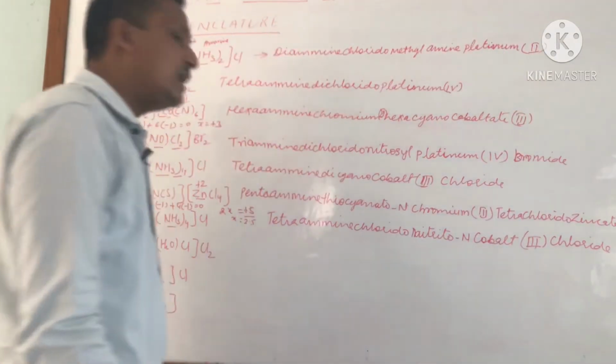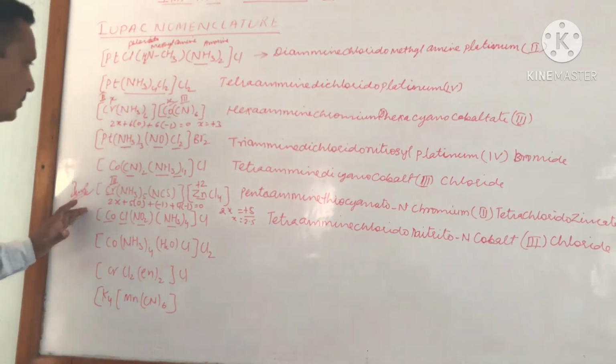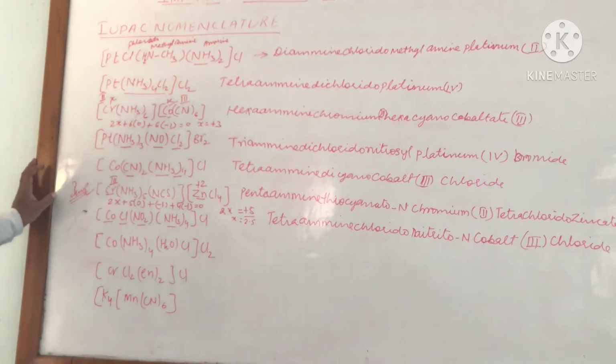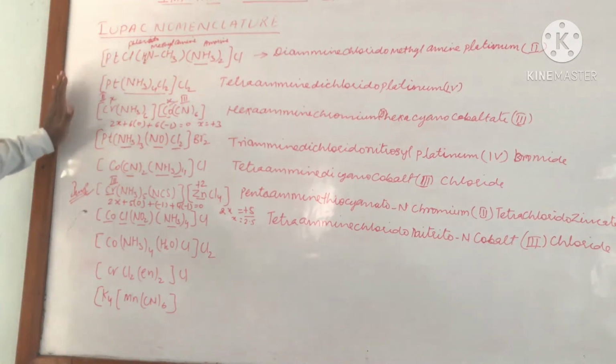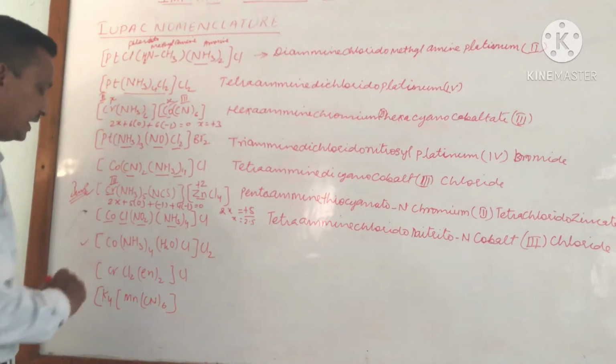So easily we can write the IUPAC name, and we can easily get 2 or 4 marks in the CBSE exam, because generally a 2 or 4 marks question asks for the IUPAC nomenclature of a complex compound. So the next compound we are taking.